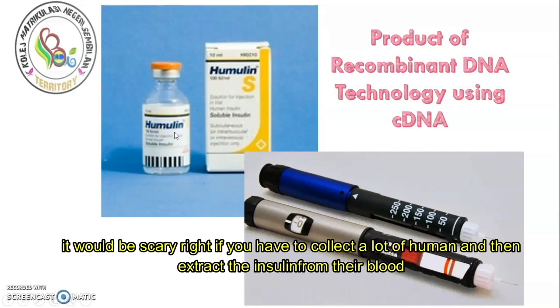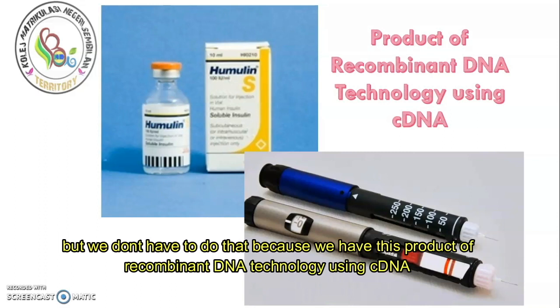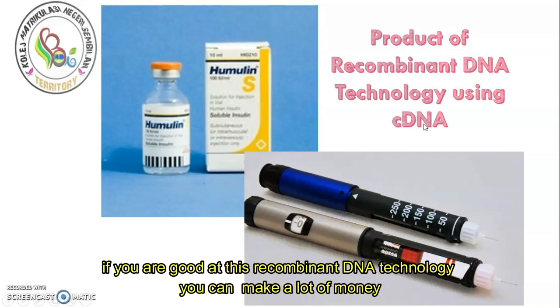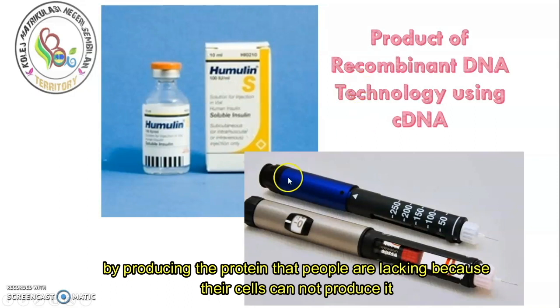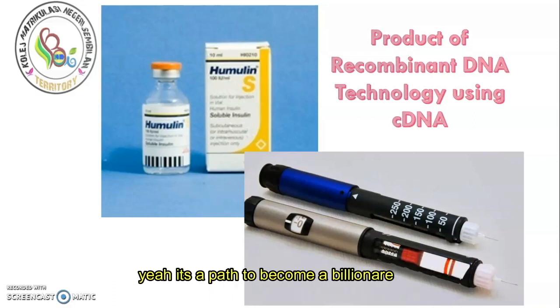These are examples of the production of insulin outside of our cells. It would be scary, right? You would have to collect lots of humans and then extract the insulin from their blood, but we don't have to do that because we have a product of recombinant DNA technology using cDNA. If you're good at this particular recombinant DNA, you probably can make a lot of money by producing a lot of proteins that people are lacking because their cells cannot produce them. Yeah, it's a path to become a billionaire.